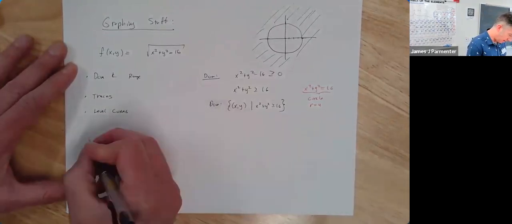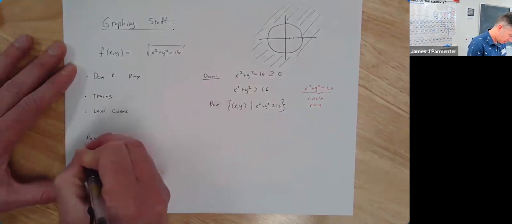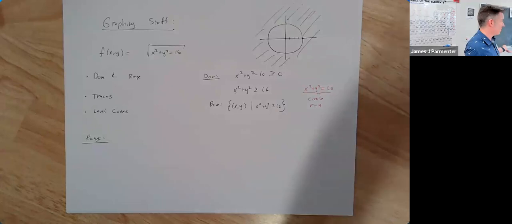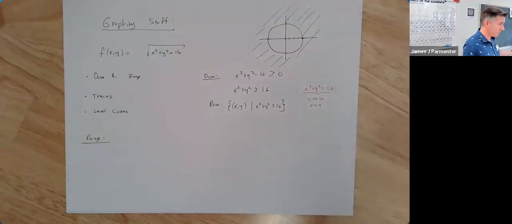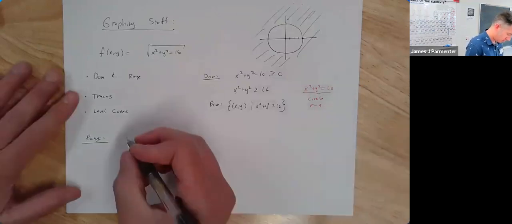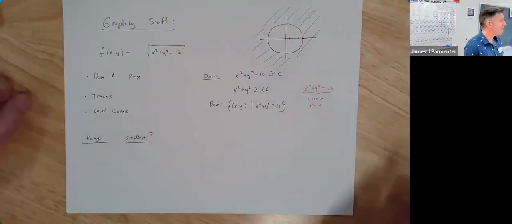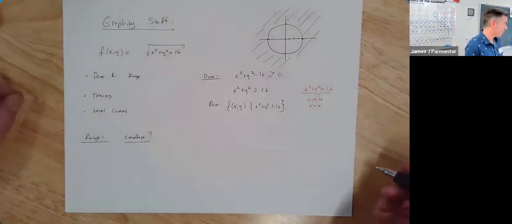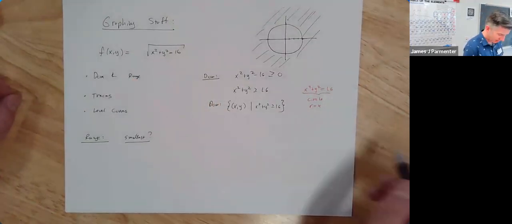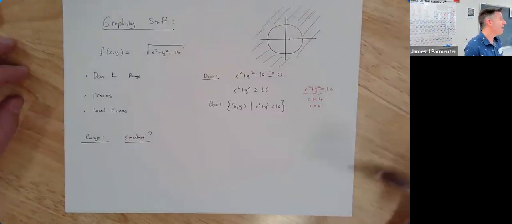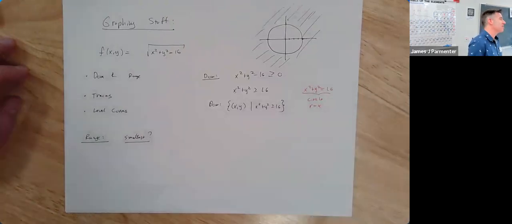How about the range? For a range, you really have to look at your function and think. The real way I would do it is to see how small the function can be. What's the smallest output we can get? Can it be negative? Can you pick x and y values that make this function negative? Definitely not. Square roots always give us non-negative results. Can it be 0? What could you plug in for x and y to make sure you got 0?